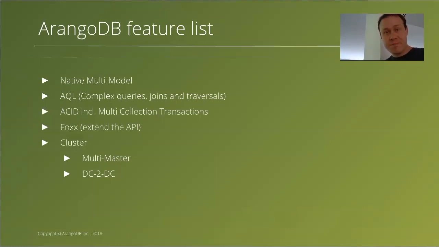We have a nice feature, which is not a database feature per se, that is called Foxx. Foxx allows you to extend the database API by writing some code. By writing some code and plugging it into the database, it exposes a REST API that you can secure with your own access control or with the database access control, whichever you need for your use case. And then you just have a REST endpoint to connect to the database instead of firing through the query endpoint.